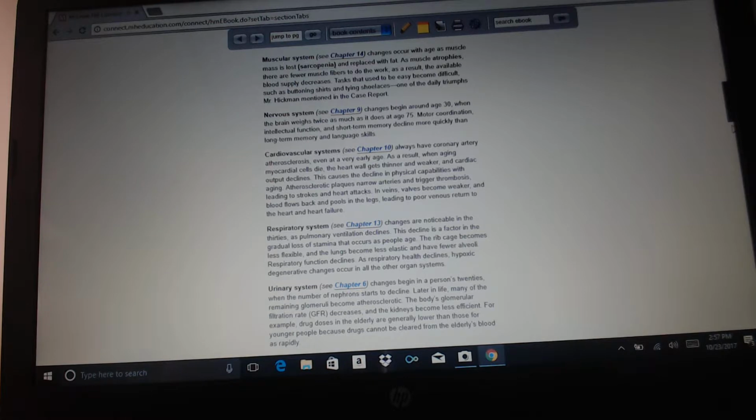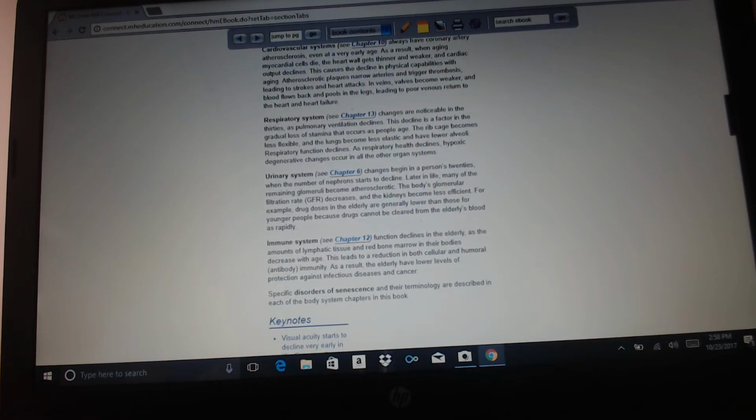Cardiovascular systems always have coronary artery atherosclerosis, even at a very early age. As a result, when aging myocardial cells die, the heart wall gets thinner and weaker, and cardiac output declines. This causes the decline in physical capabilities with aging. Atherosclerotic plaques narrow arteries and trigger thrombosis, leading to strokes and heart attacks. In veins, valves become weaker and blood flows back and pools in the legs, leading to poor venous return to the heart and heart failure.